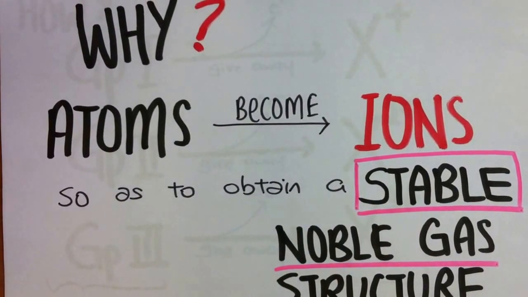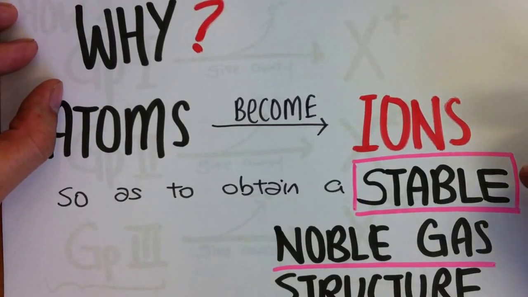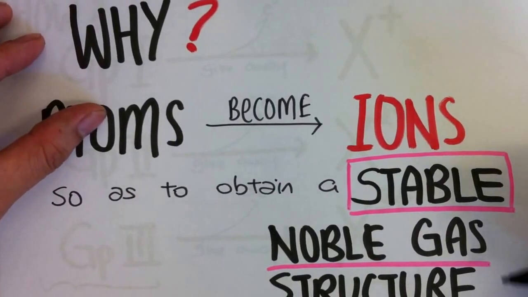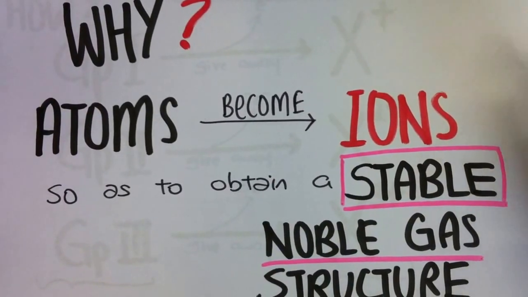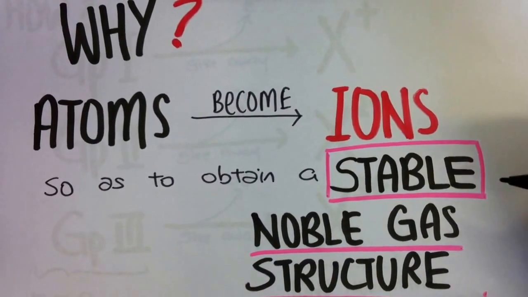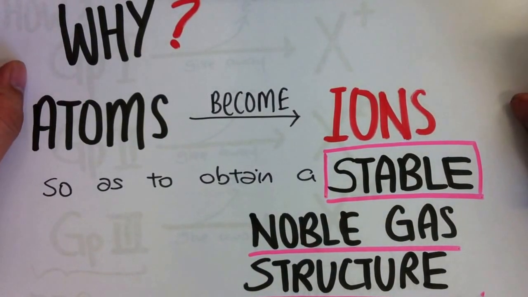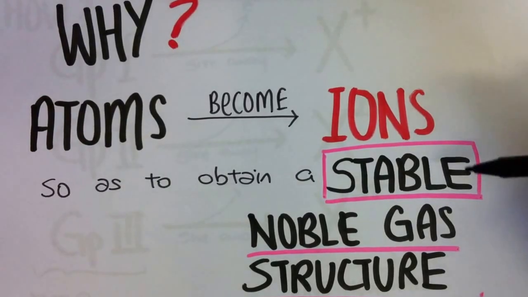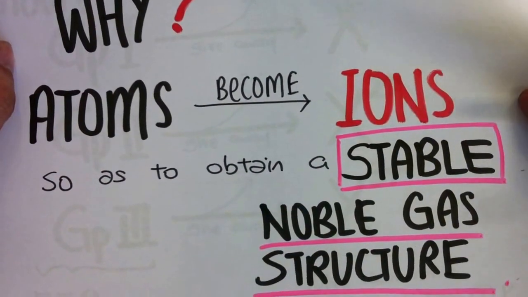Okay, why do atoms become ions? Atoms become ions because they need to obtain a stable noble gas structure. Stable noble gas structure refers to elements in group 0, which have a full outer shell. So they become ions so that they can get a stable noble gas structure. This is a key word you need to learn.